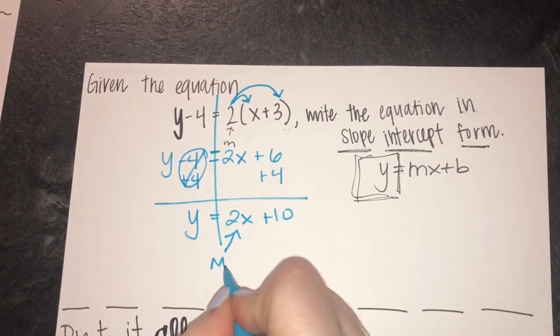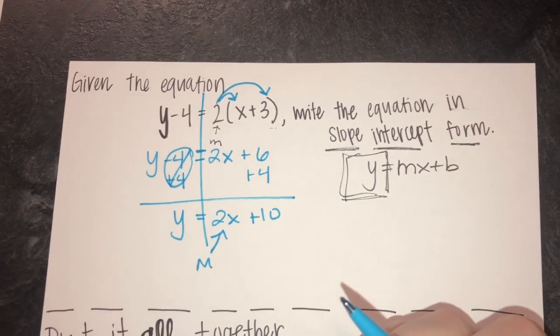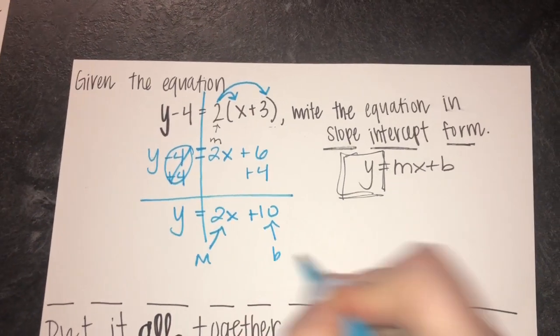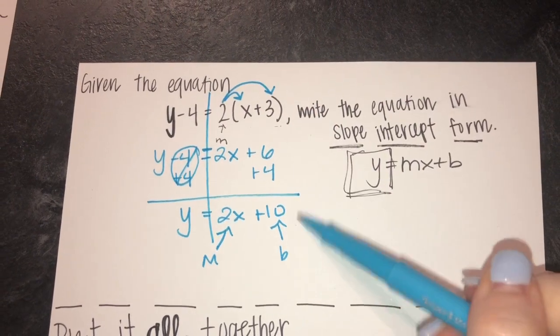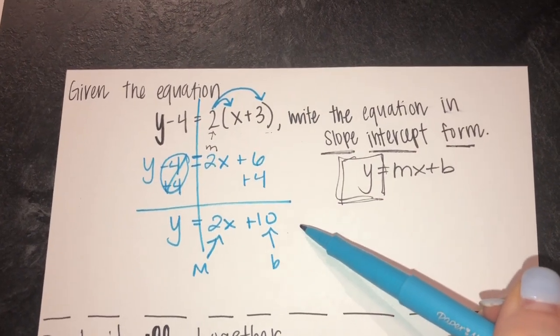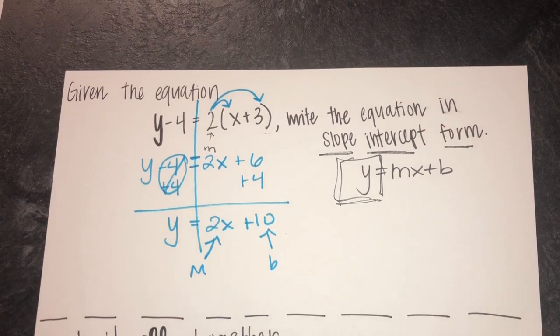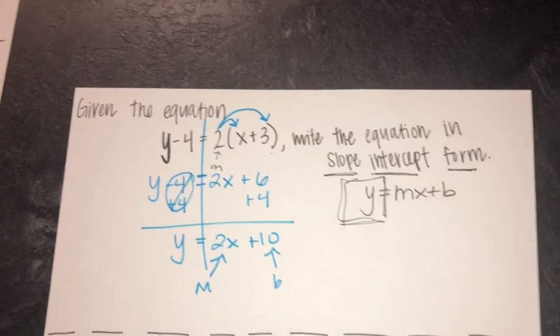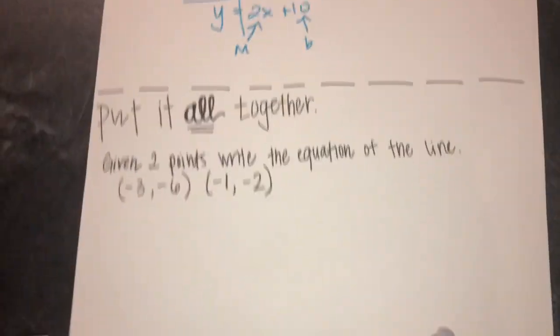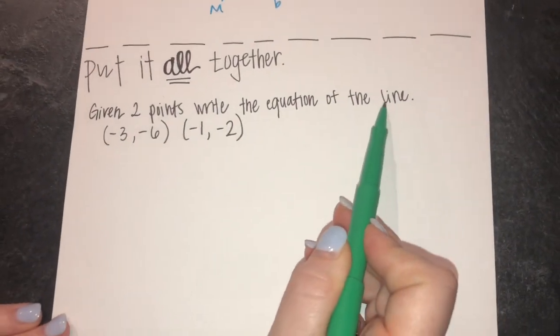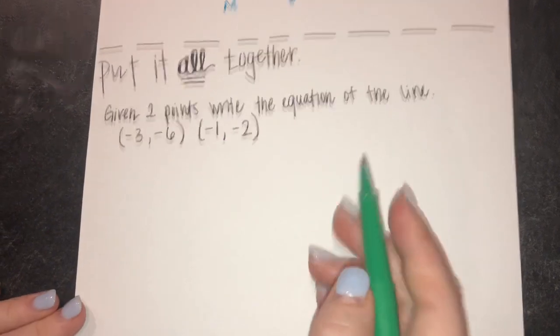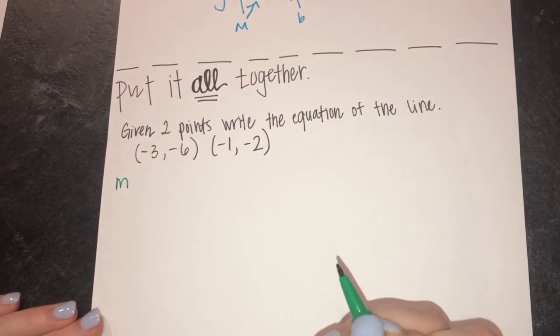Now I know that I have an m value, my slope, which is 2, and my b value, my y-intercept of 10. So we can easily go back and forth between these 2 forms. Okay, hopefully you've been taking notes. We're going to put it all together with the hardest type of problem you will see now. All right, stick with me. It says this: given 2 points, write the equation of the line. All right, well, the very first thing I have to do is find my m, no matter what, that's slope.